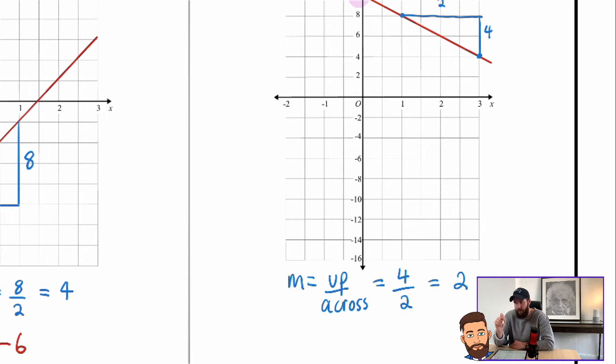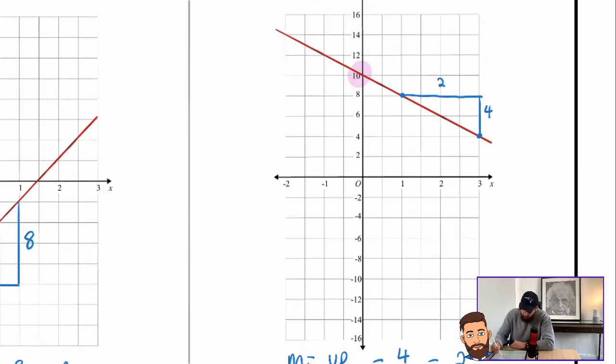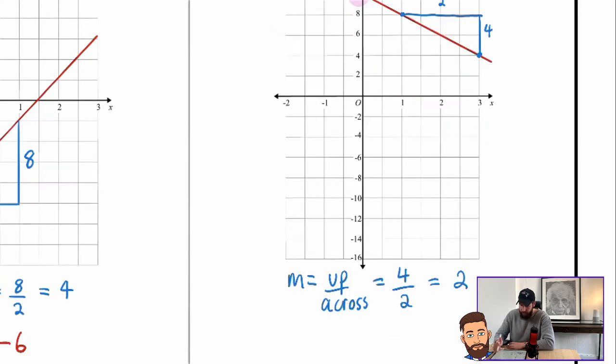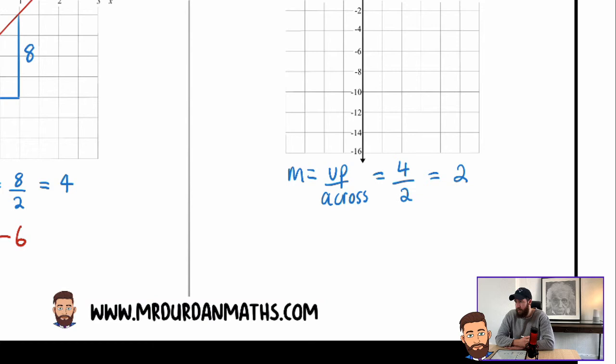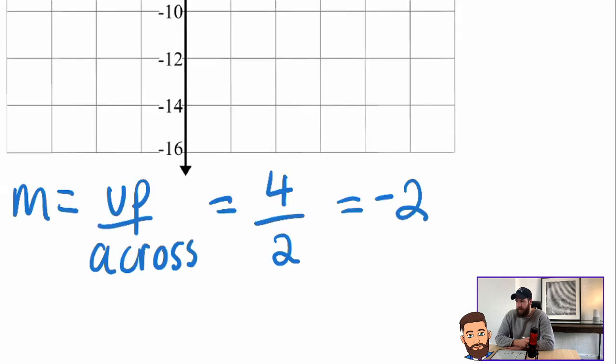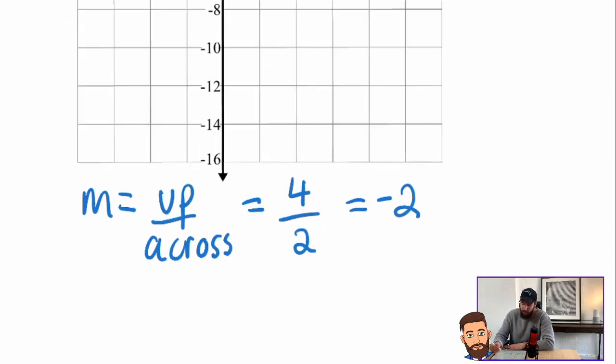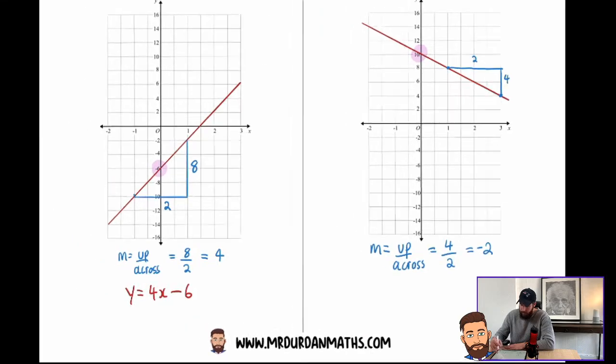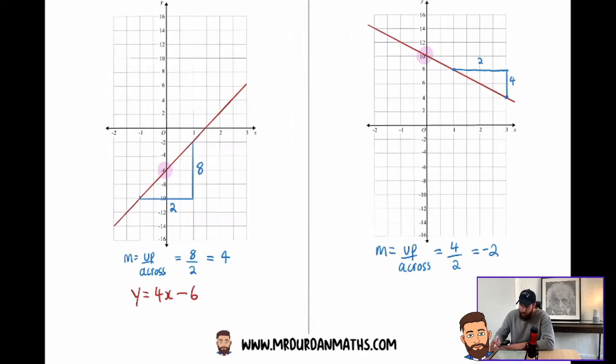Now, this is really important. We went across and down, and we've already established that this line is a negative gradient, so we have to slap a negative sign in front of this 2 to show that the gradient is minus 2. So the gradient is minus 2. Across 1, down 2 is what that means. Every time you go across 1, you go down 2. Or across 2, down 4. Same thing.